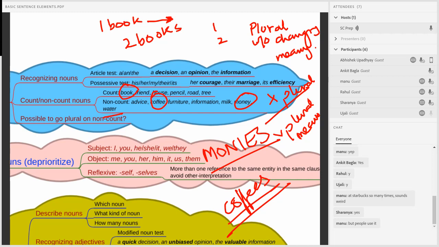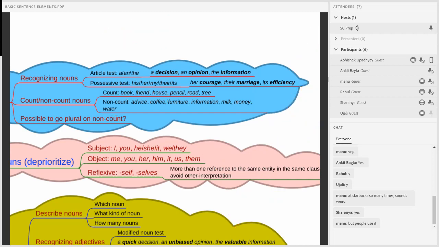Or you could say Sri Lanka exports many coffees, in which case coffees would mean varieties of coffee. So the point we're making is when you get a non count noun, either it's impossible to go plural on that thing, or if you go plural, it will change the meaning. You cannot go plural on a non count noun without changing the meaning. This is the difference between count and non count nouns.